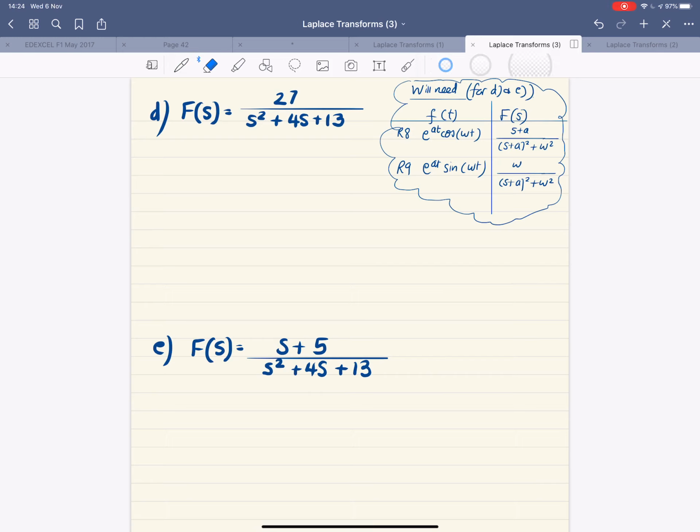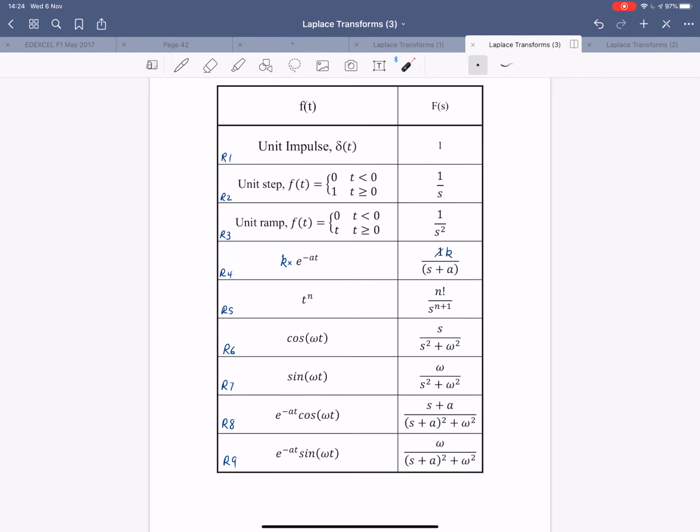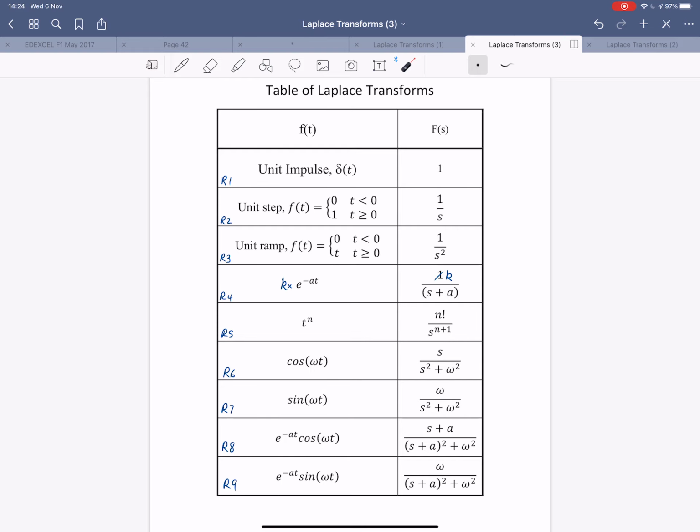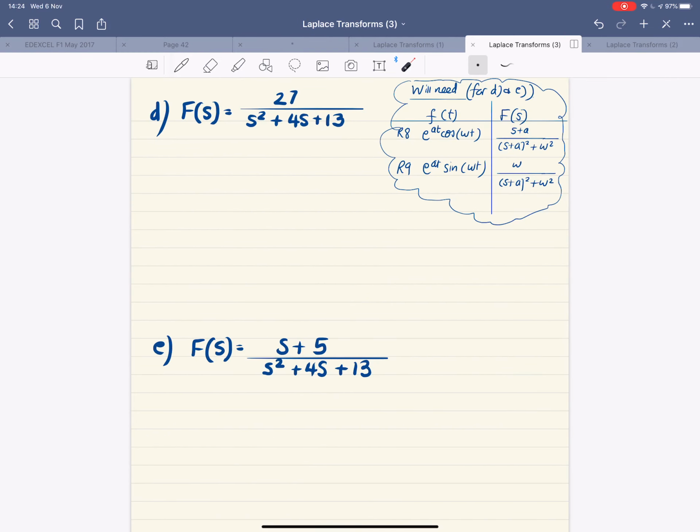Okay, D. The next one. Now this one, D, we've got f of s is 27 over s squared plus 4s plus 13. What we need to do first of all, when you look in the table, the ones that we need are going to be one of these, and we need to complete the square in the denominator. Let's have a little look at the table. They're the only ones that can be this one here and this one here, or it's one of these, this or this. Both of those are given with a completed square. So we need to start by completing the square.